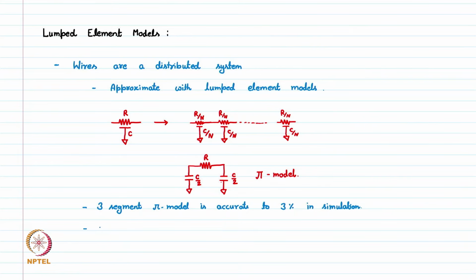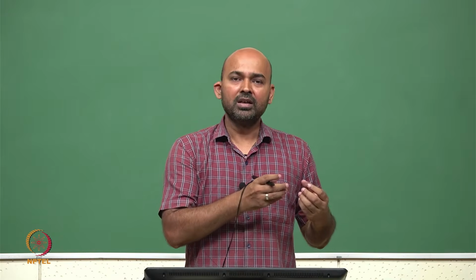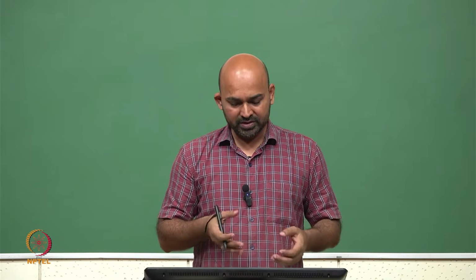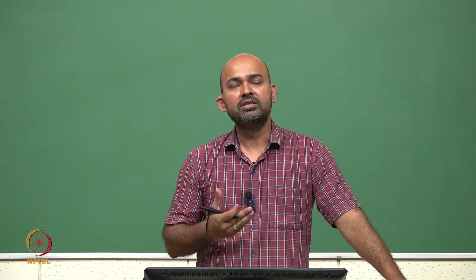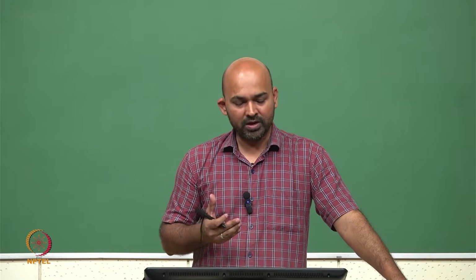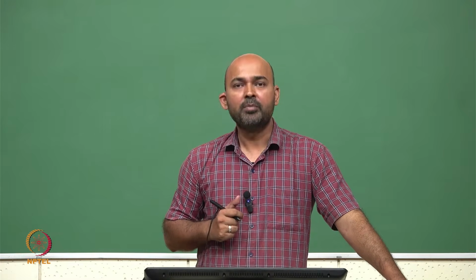There are other segments, other models, but they need more segments for the same accuracy, and we use this single pi model for Elmore delay calculation. Elmore delay is used to calculate the total delay of the wire, which is caused by putting this wire in the system. How much is the delay this wire can cause? That is called the Elmore delay, and we calculate Elmore delay using the pi model.